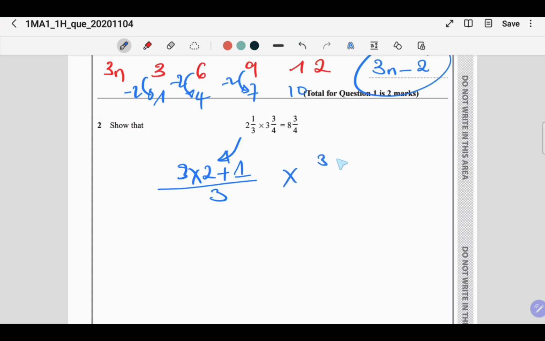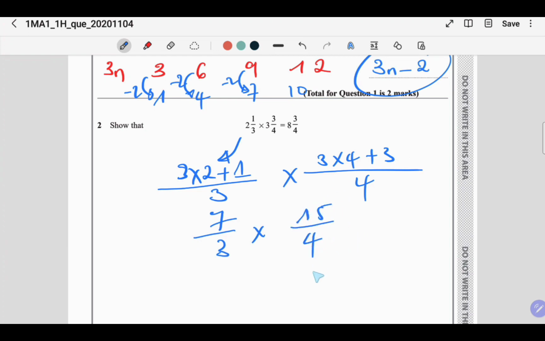Hold on, that's way too big. 3 times 4, and then add 3 over 4. Now this is going to give us 3 times 2, which is 6, plus 1, that will be 7 over 3. And then right over here, we're going to have 3 times 4 plus 3, which is 12 plus 3, that will be 15 over 4.